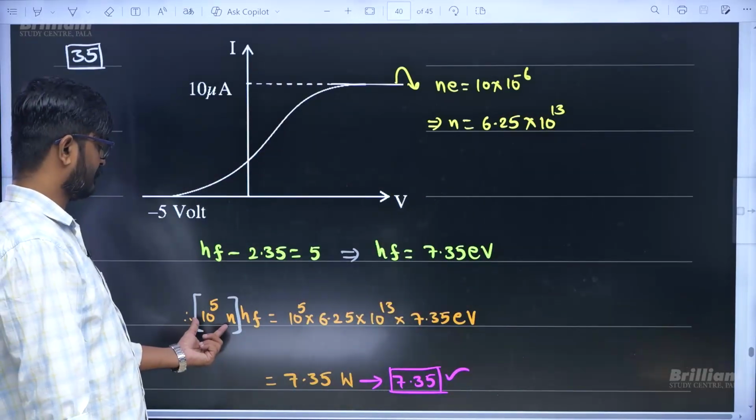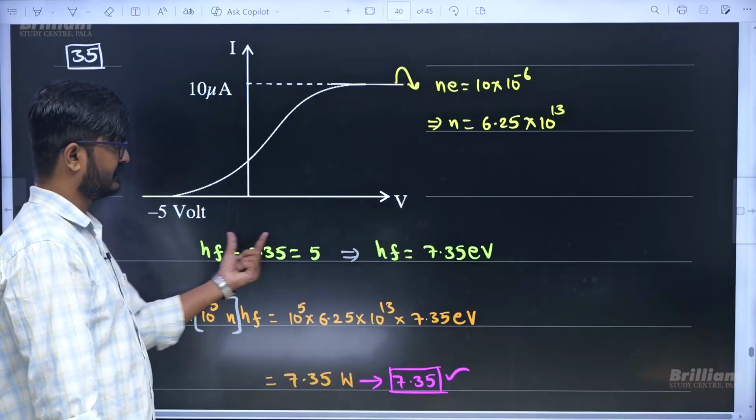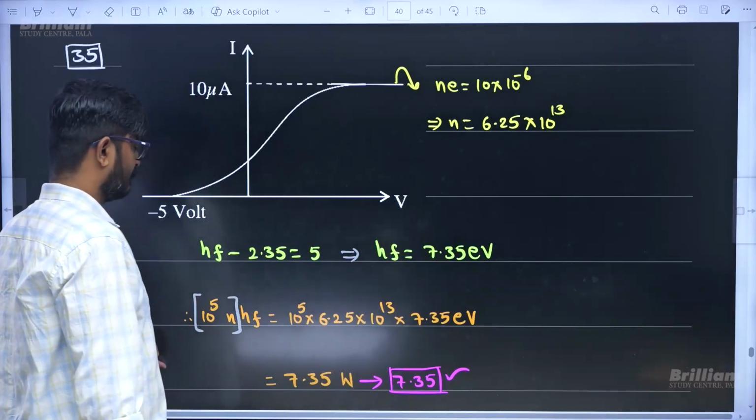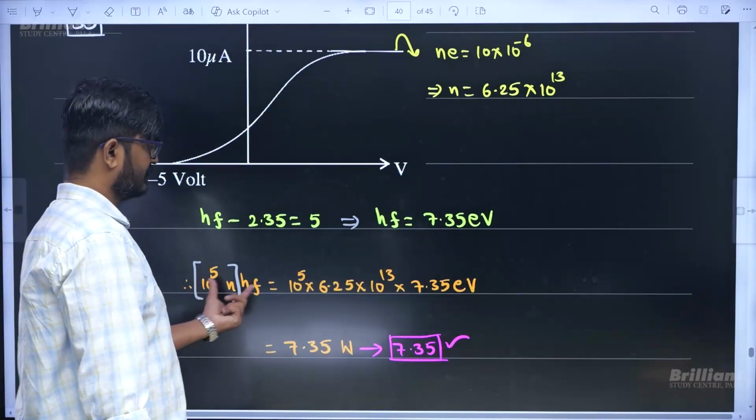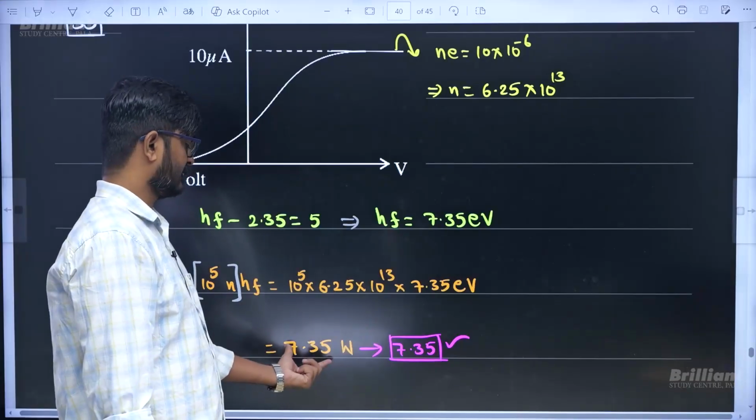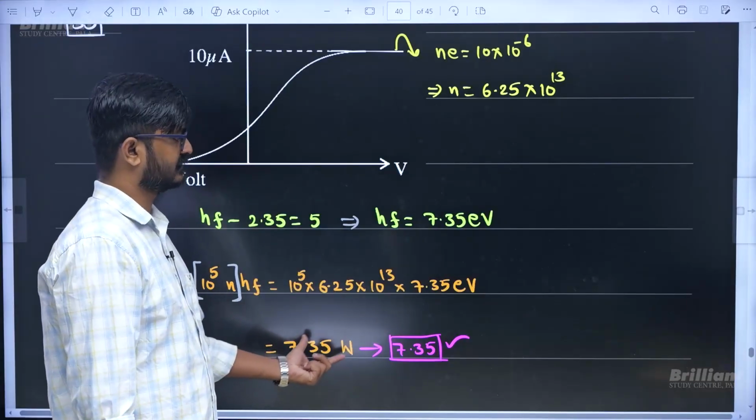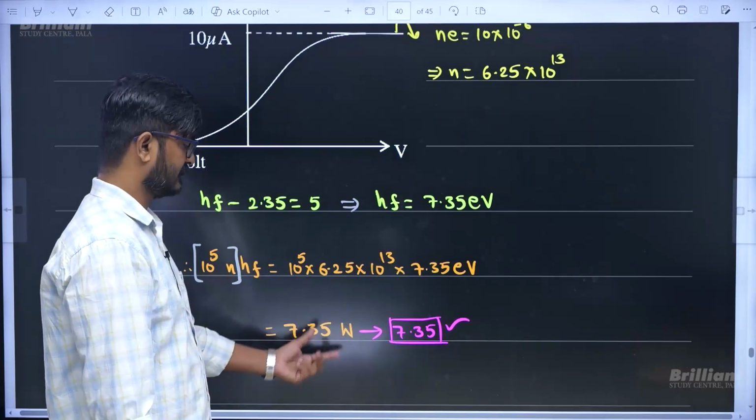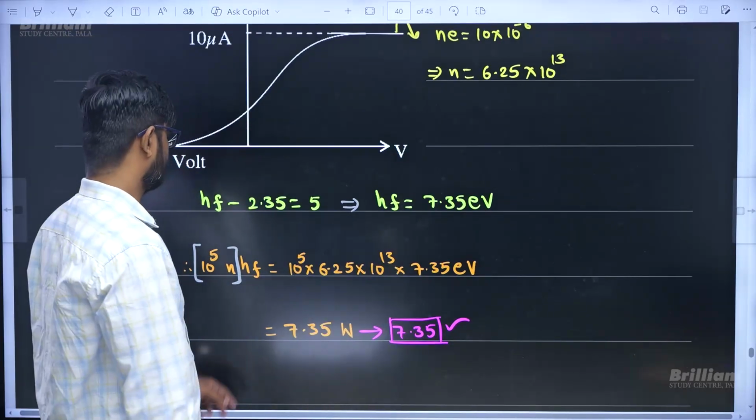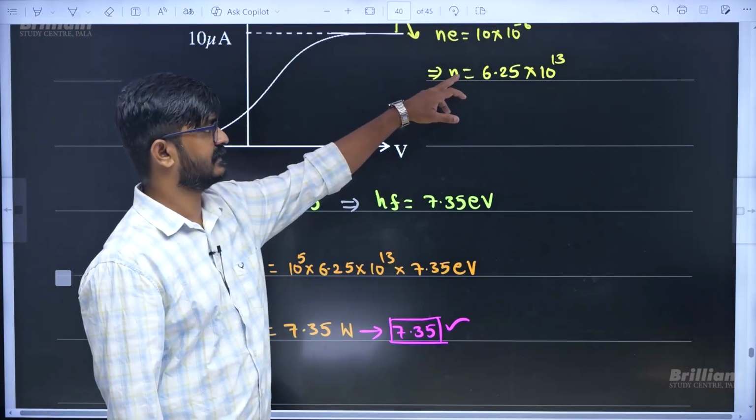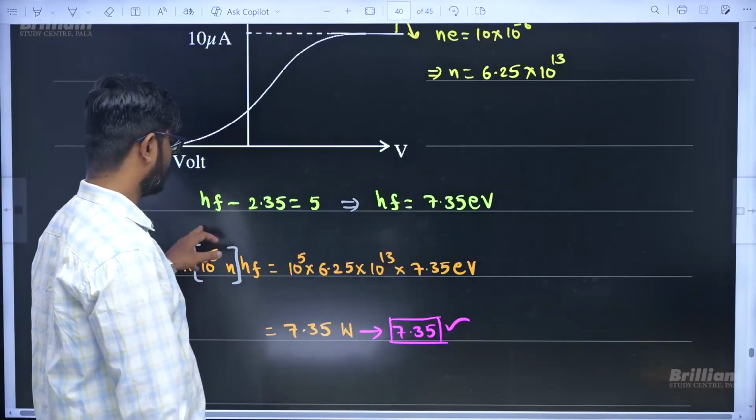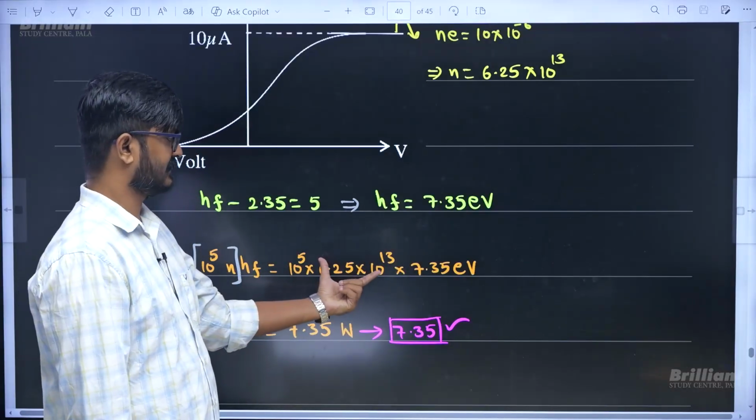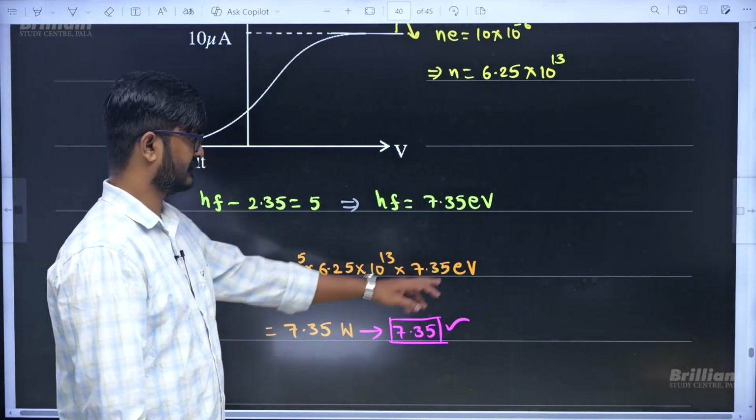That times 10 power 5 photons, and each photon's energy is 7.35 electron volt. So those many photons' energy will be this much, which is 7.35 joules. You need to convert electron volt into joules. Joules per second, joules in 1 second. These many electrons in 1 second, these many photons in 1 second, this much energy in 1 second, per second.